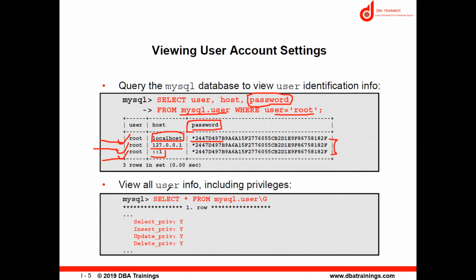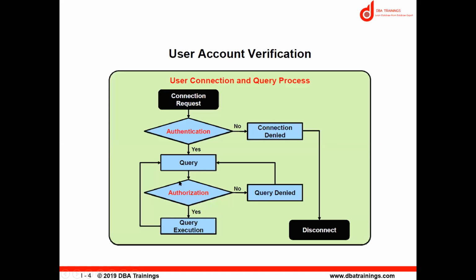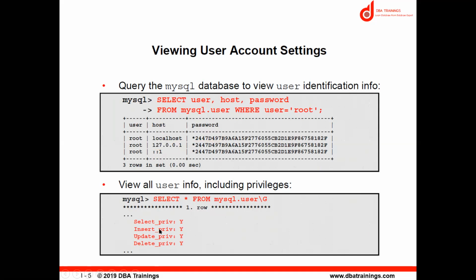Next, here you can see how to view all user information including the privileges. Then you can select from MySQL users and see all the user names with their privileges. So now you can easily understand the previous screen which I showed you. Whenever the user tries to connect, authentication happens and then authorization, where these privileges are checked. If they match, the query will be processed according to the privileges. Any doubt, any question?